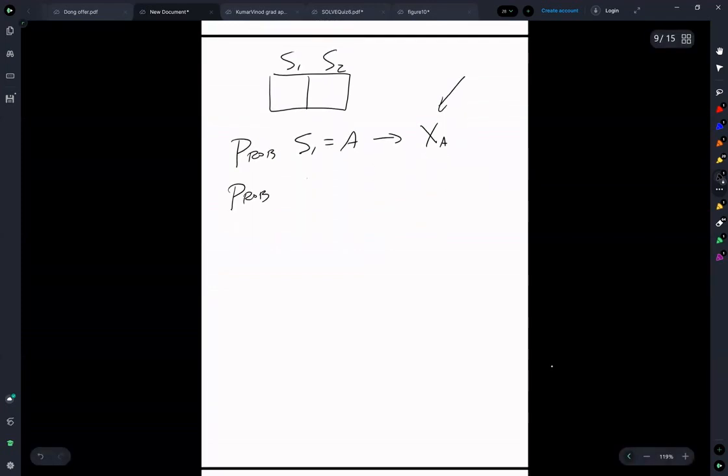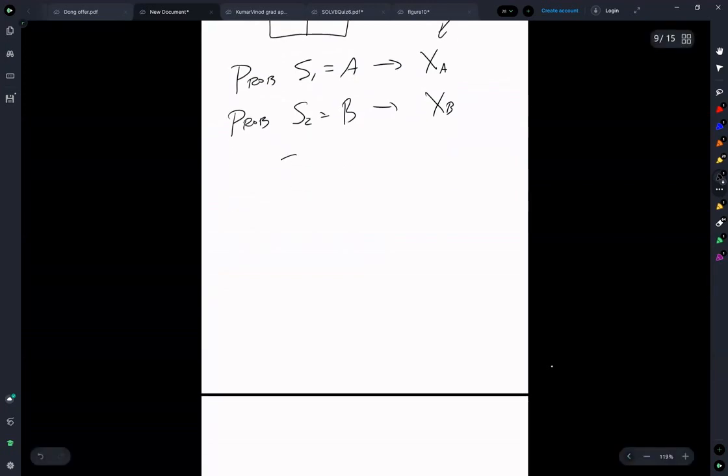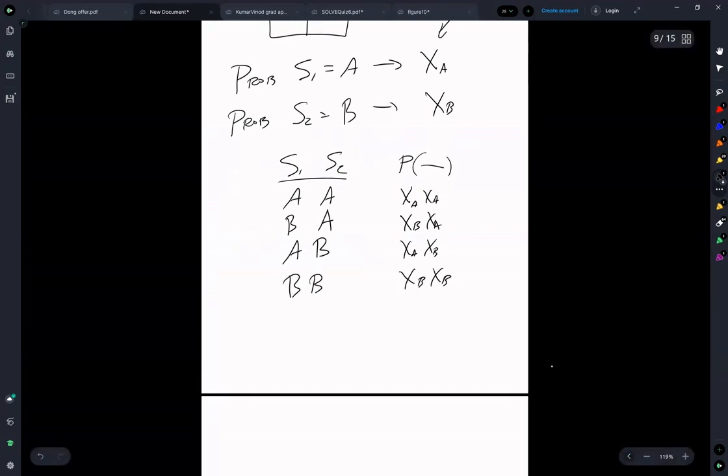And the probability of site 2 being a B, well, that's XB. So if we look at these sites, S1 and S2, the probability of whatever we have here, if we have, say, an AA, then the probability is XA times XA. BA is XB XA, AB is XA XB, and they're the same, and then BB is XB XB. And for any two neighboring sites, that's all the options we possibly have.